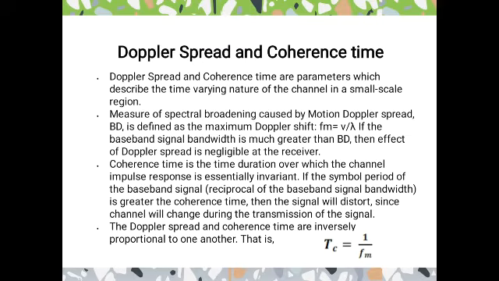The coherence time is the time duration over which the channel impulse response is essentially invariant. If the symbol period of the baseband signal is greater than the coherence time, then the signal will distort, since the channel will change during the transmission of the signal. The Doppler spread and coherence time are inversely proportional to one another, that is Tc is equal to 1 by fm.